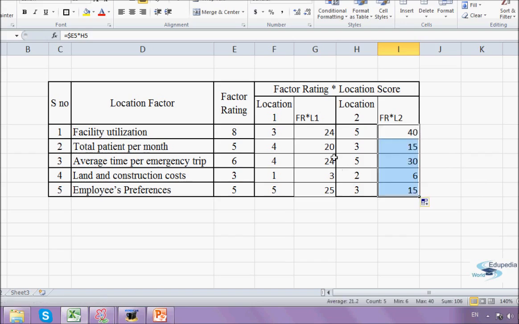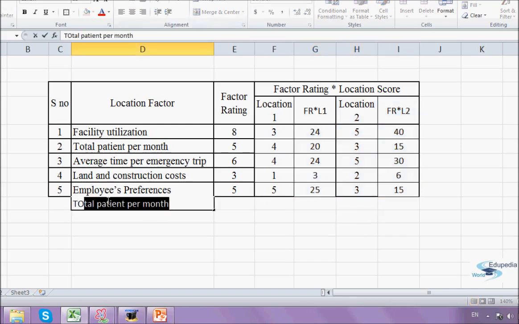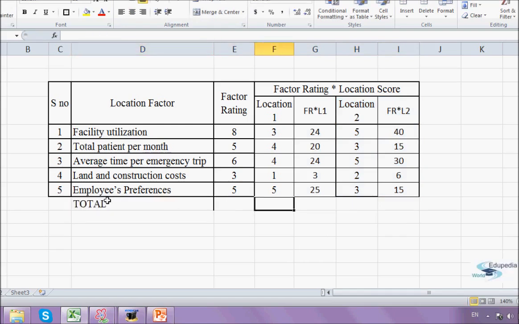Yeah, and here we have the values. Now let me find the total. The total value of the first location would be the sum of the values in this column, and for the next one I just need to use the same formula and put it here. Well, I've got it.